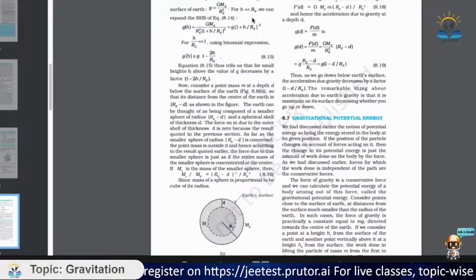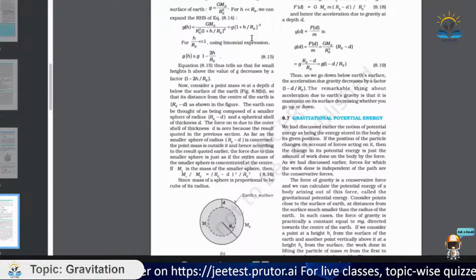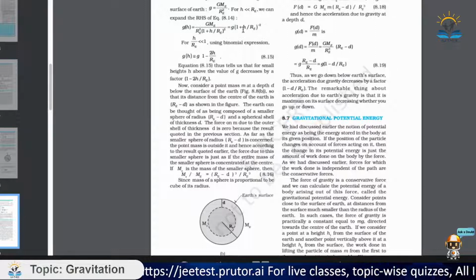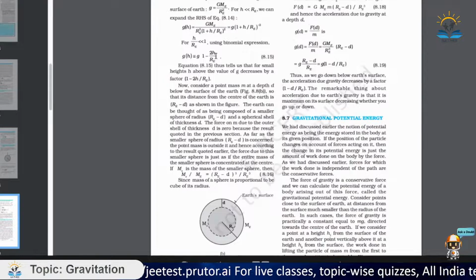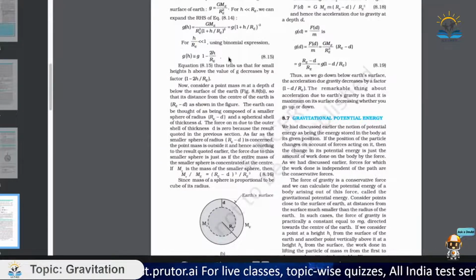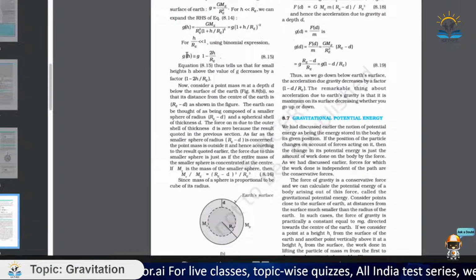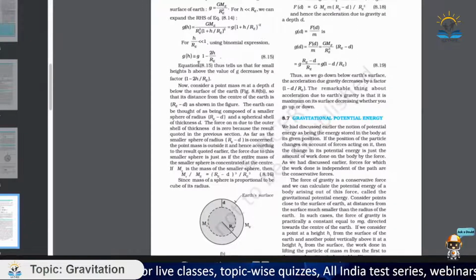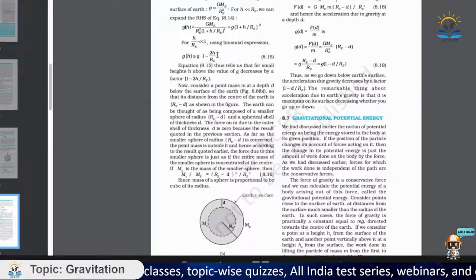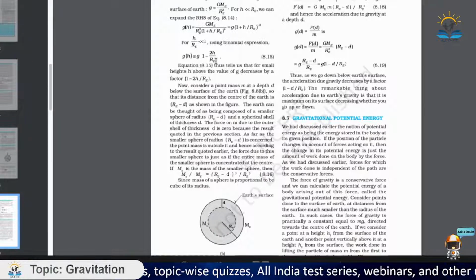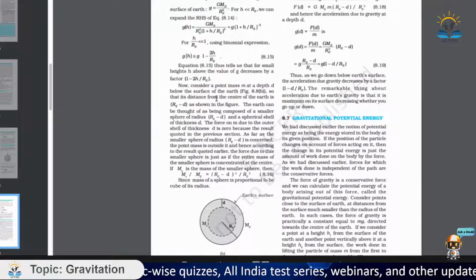Okay, so if the height is very small compared to the radius of Earth, the final acceleration due to gravity at a height h is given as g times 1 minus 2h upon Re. So this would be reflected in questions also.